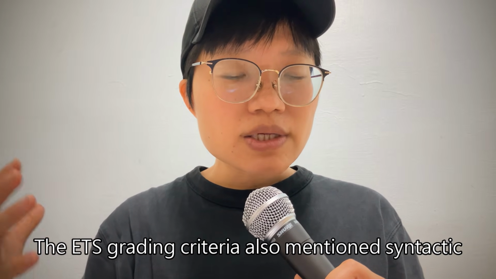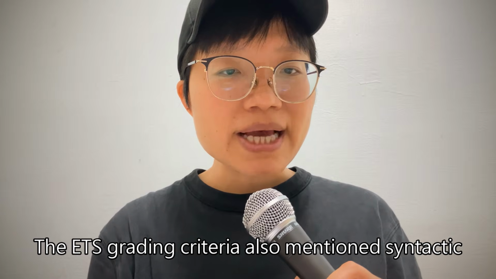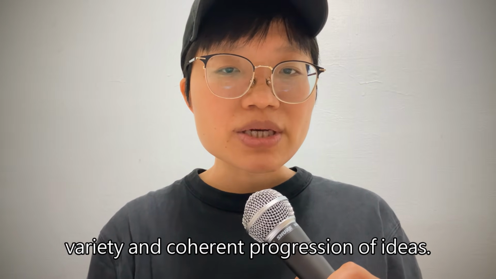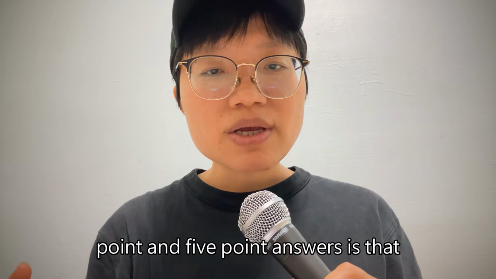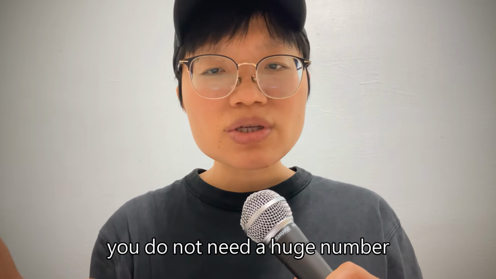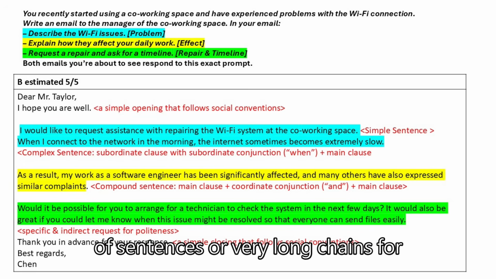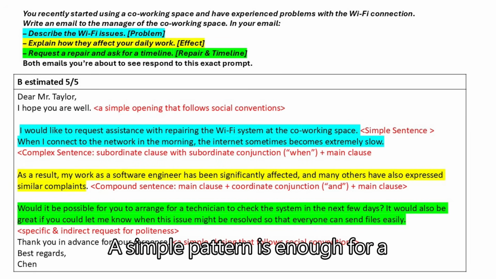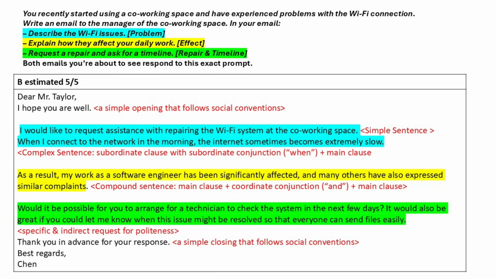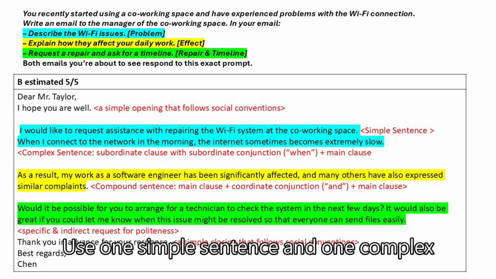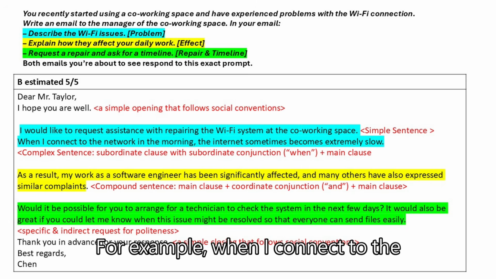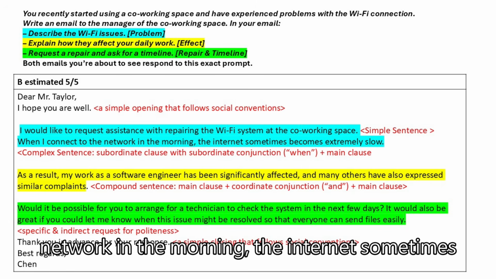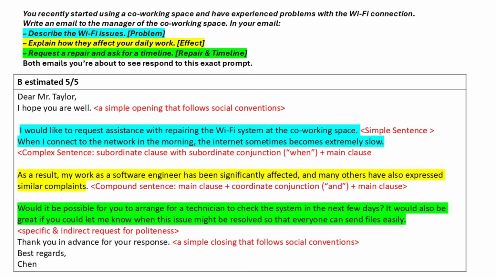The ETS grading criteria also mentions syntactic variety and coherent progression of ideas. What I found after testing many 4-point and 5-point answers is that you do not need a huge number of sentences or very long chains. For this type of email, a simple pattern is enough. For a problem and an effect, use one simple sentence and one complex sentence, for example, with a fronted subordinate clause. For example, when I connect to the network in the morning, the internet sometimes becomes extremely slow.